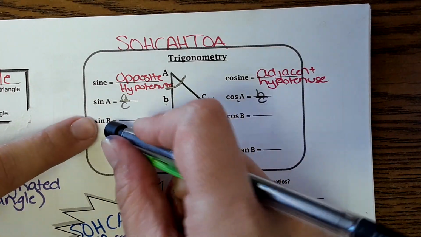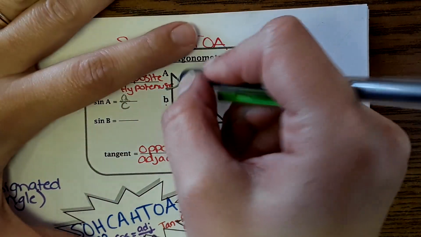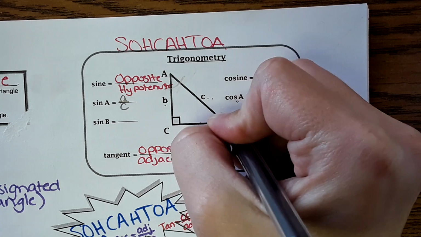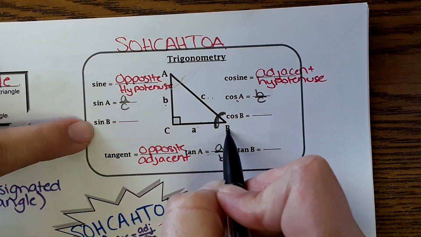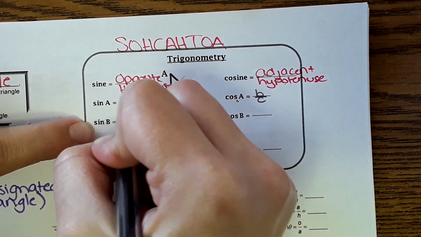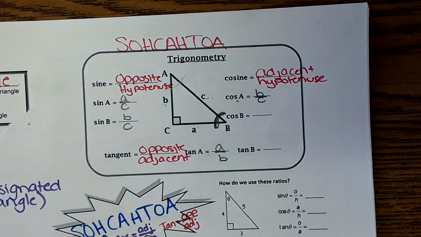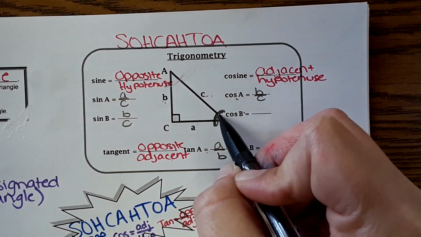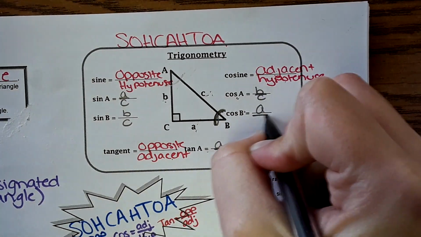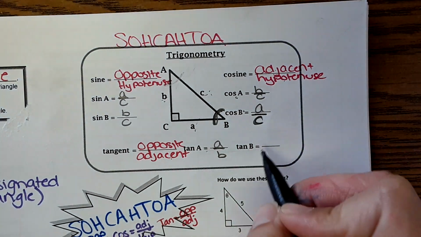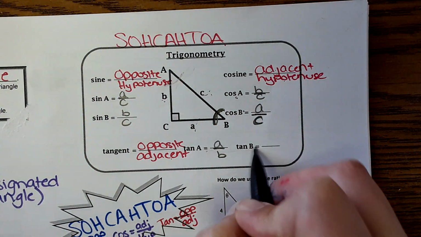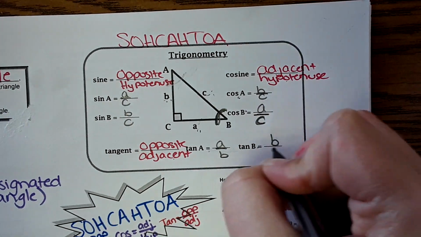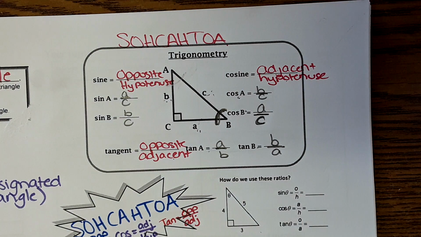Okay, so now we need sine of B, cosine of B, and tangent of B. So we are going to now make a mark on angle B because that's the angle we're focusing on. Sine of B would be opposite over hypotenuse, B over C. Cosine of B, adjacent over hypotenuse, A over C. And then tan of B, opposite over adjacent, B over A.